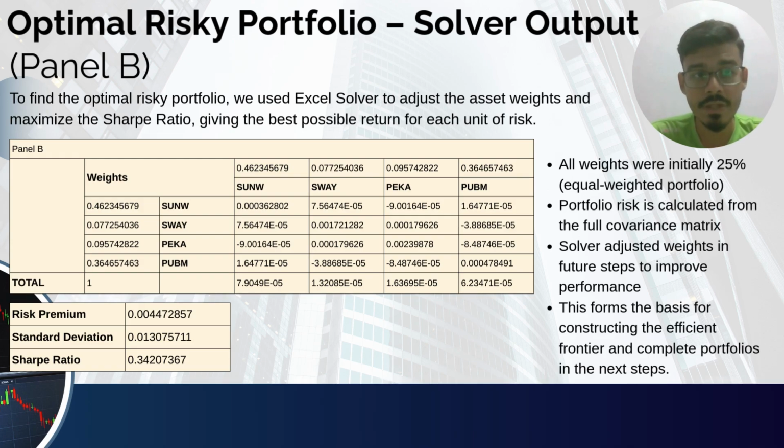So this new allocation gives us a new risk premium, standard deviation, and Sharpe ratio. If you see the Sharpe ratio in panel B and panel A, in panel B the Sharpe ratio is lower than before. This result is derived from a more optimized risk-return trade-off using the full covariance matrix. Like I said, the goal is to get the best possible return per unit of risk, not just the highest return. So this forms the basis of constructing the efficient frontier and complete portfolios in the next step.